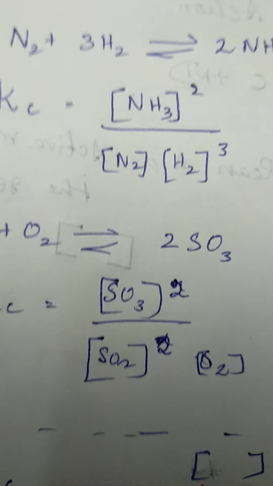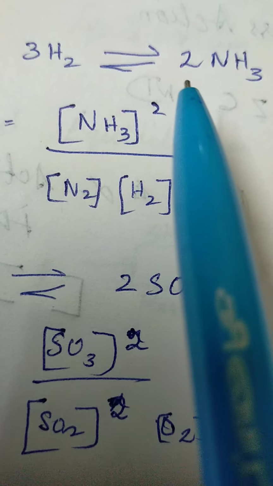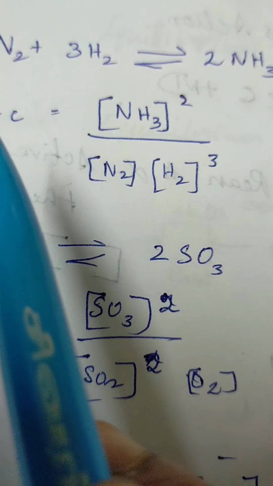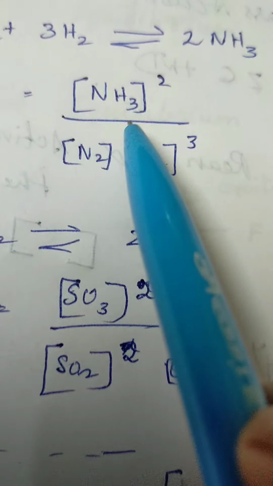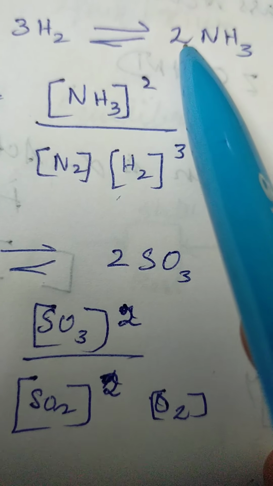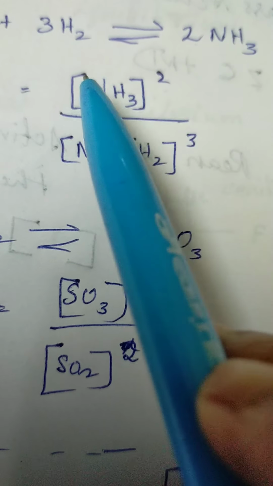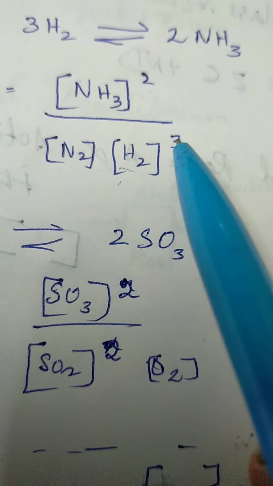Let us consider this equation: N2 plus 3H2 gives 2NH3. What is the coefficient of hydrogen? 3. What is the coefficient of ammonia? 2. So how to write the concentration expression? Kc, where C means concentration, is equal to product by reactant. So NH3, with coefficient 2: the concentration of NH3 squared, divided by N2 into H2 cubed.